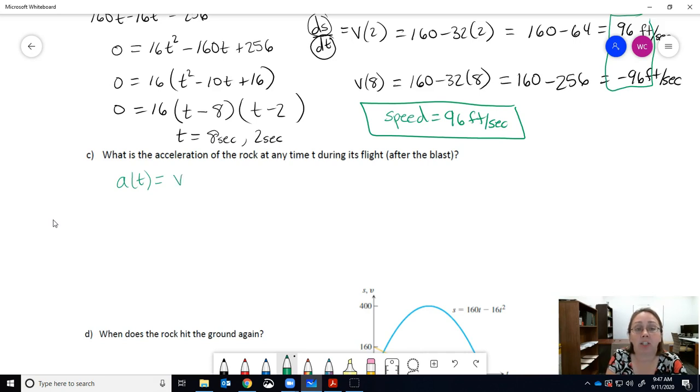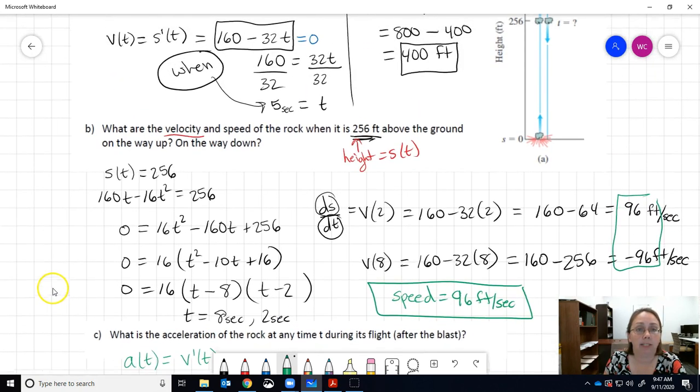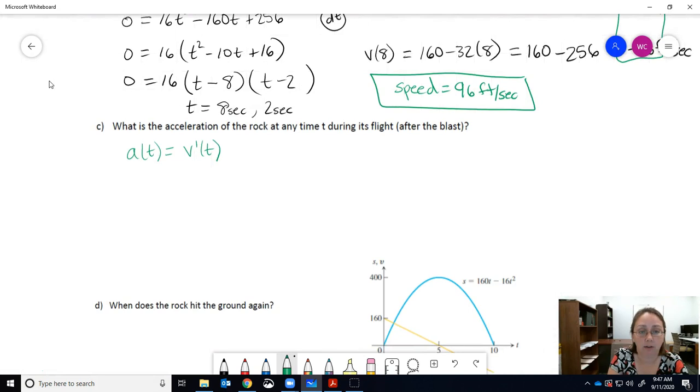Recall, acceleration is just the derivative of the velocity. Our velocity function was 160 minus 32t. So we write that down, 160 minus 32t. So the acceleration is just going to be the derivative of that. What happens when we take the derivative of the constant? That's gone. So we just have to do the derivative of negative 32t, which is negative 32.